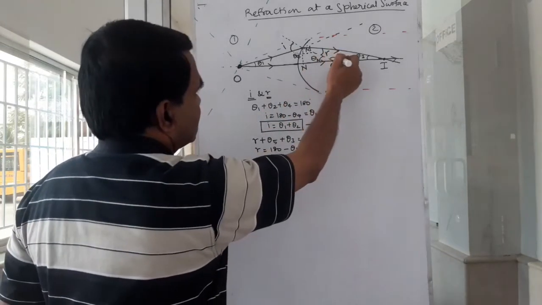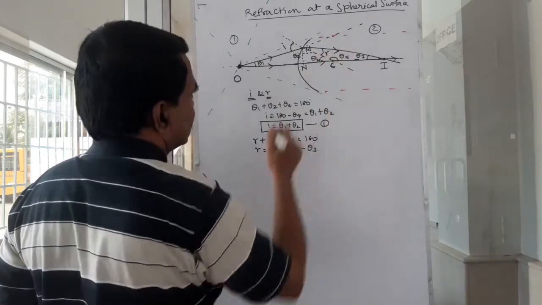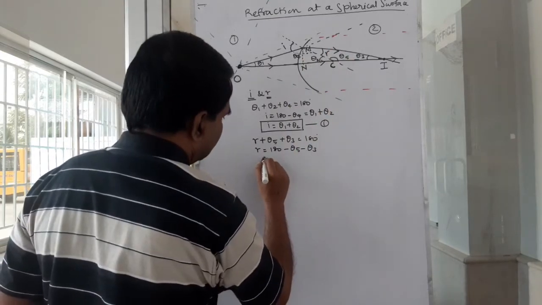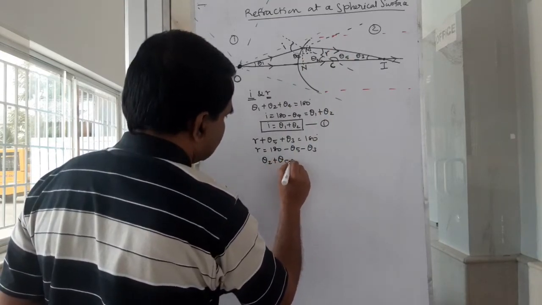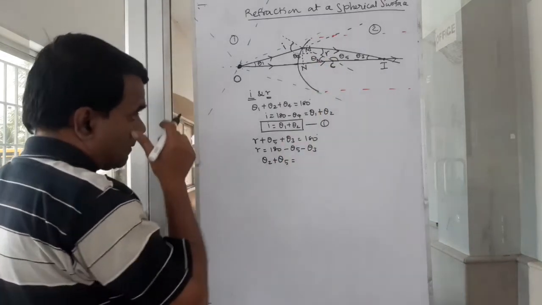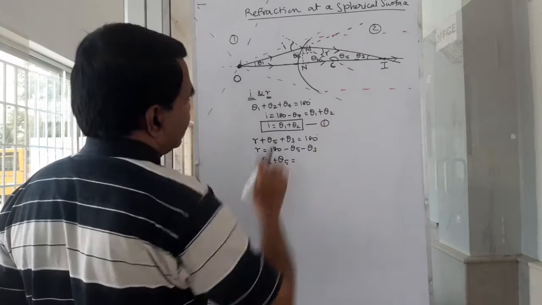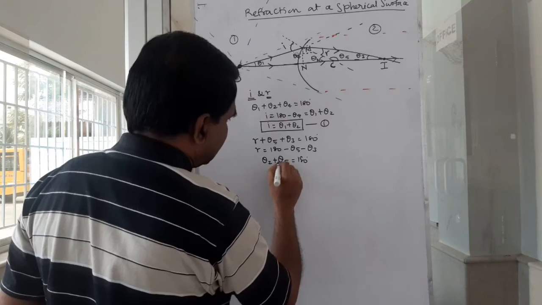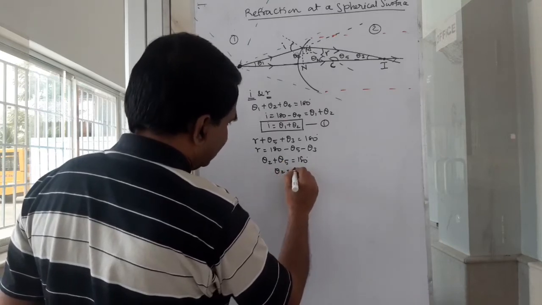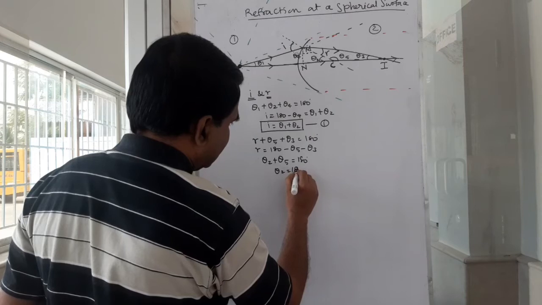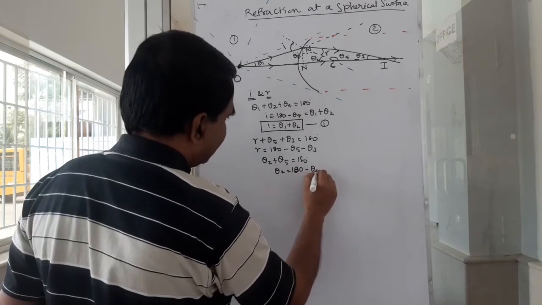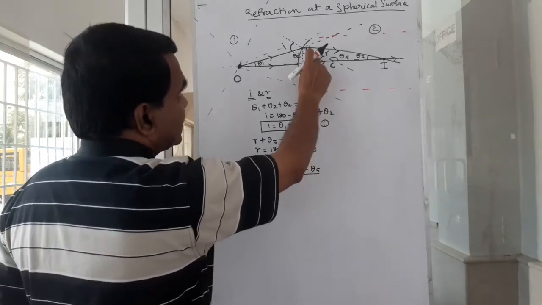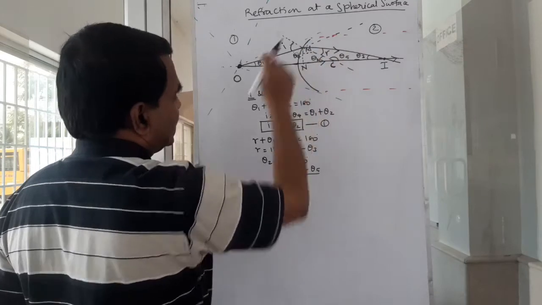Look at these two angles, theta 2 and theta 5. You know, this theta 2 plus theta 5 gives me 180 degrees. So theta 2 is equal to 180 minus theta 5. Right? Theta 2 is 180 minus theta 5. That will give me theta 2.